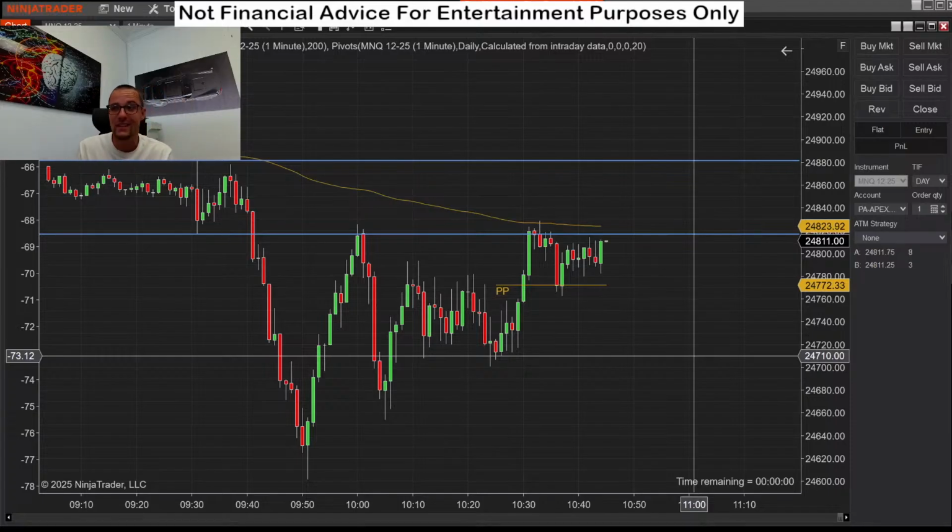And the more resistance, if you're in a long, the more areas price has to get through, right? Typically the lower probability you're taking, because there's more times price could reject off of those areas. So it becomes a lower probability than if you're entering and it's pretty much a direct shot to your TP without any resistance.